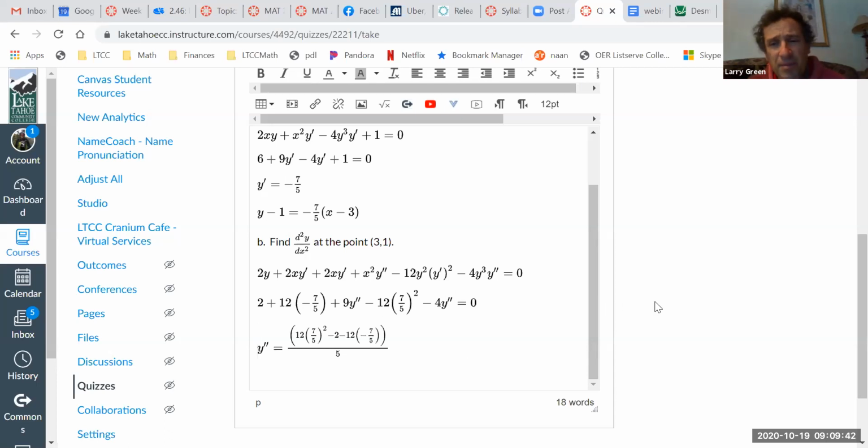Okay, it's a messy problem, but it's not a trick problem. Hopefully you don't think it was a tricky problem. It's hard to have an implicit differentiation problem that isn't messy. They're all messy. So this one is what it is.